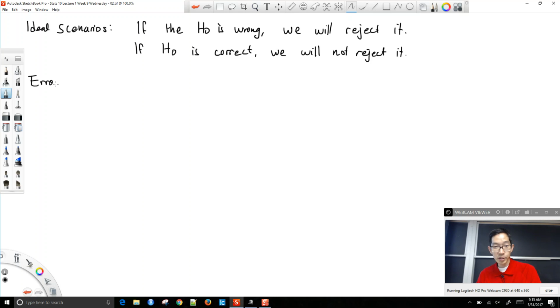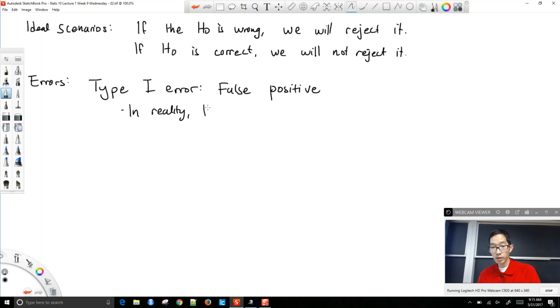These are the errors. The type 1 error, this is the false positive. In truth, or in reality, the null hypothesis is correct, but our conclusion is to reject it.